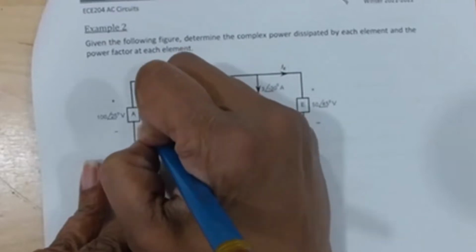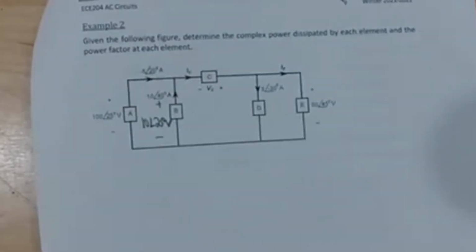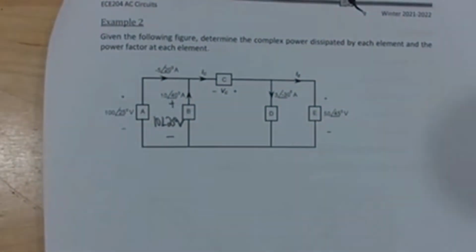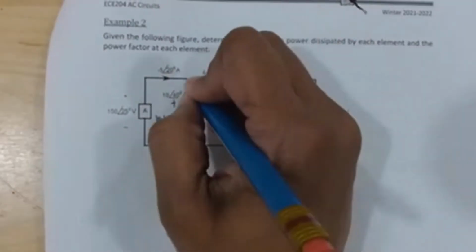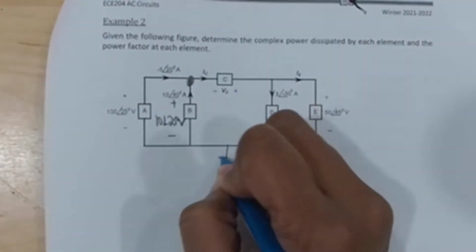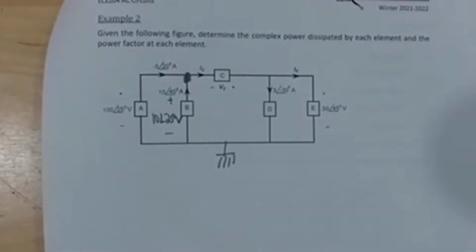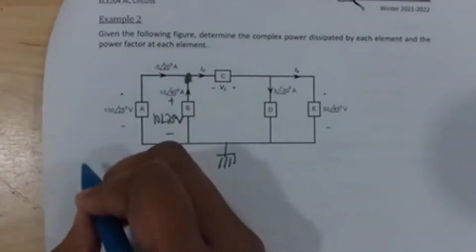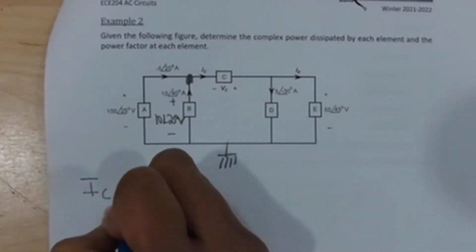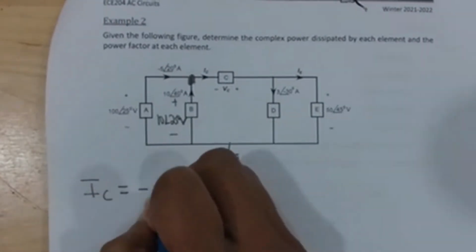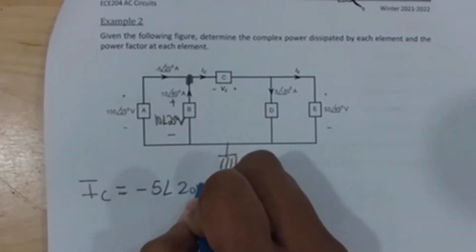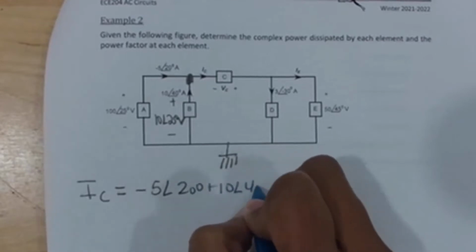So I know the voltage here is 10 angle 25 degrees. A and B are in parallel, so we know they have the same voltage. And I know the current at this node up here. I know the current here, and I want to find IC. Current out equals current in. So the current going out is IC, and that has to equal -5 with an angle of 20 degrees plus 10 with an angle of 40 degrees.